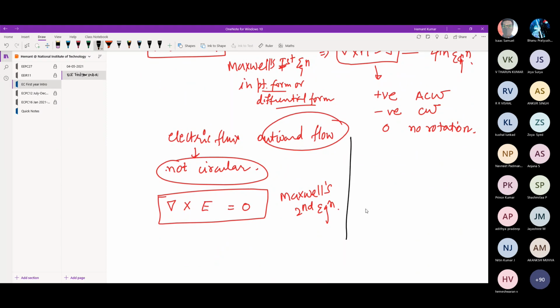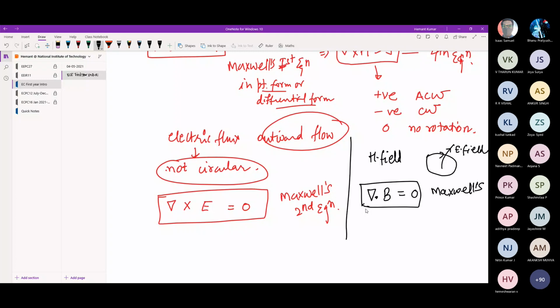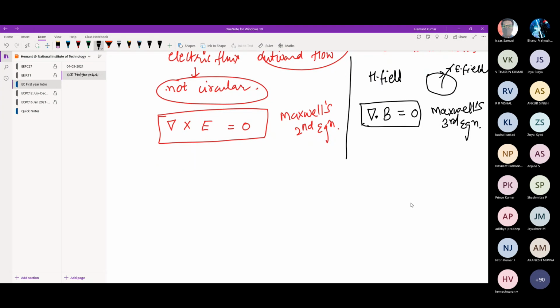What is the Maxwell third equation? It follows because the magnetic field is always circular in nature, starting from the same point and ending at the same point. So it cannot be outward like the electric field. If it is not outward or inward, then its divergence must be zero. So del dot B must be zero. This is Maxwell's third equation, in point form.